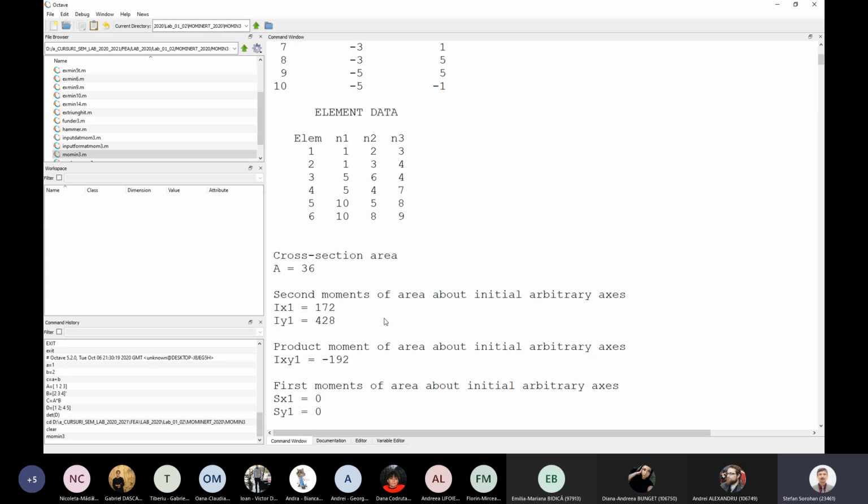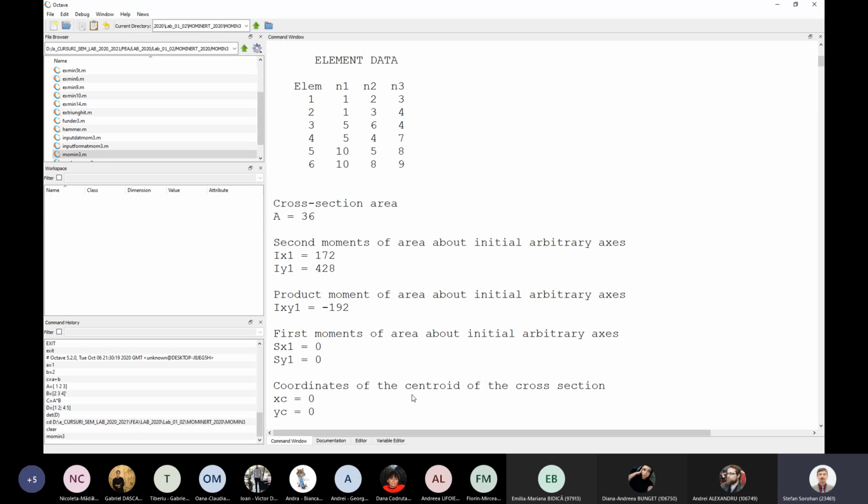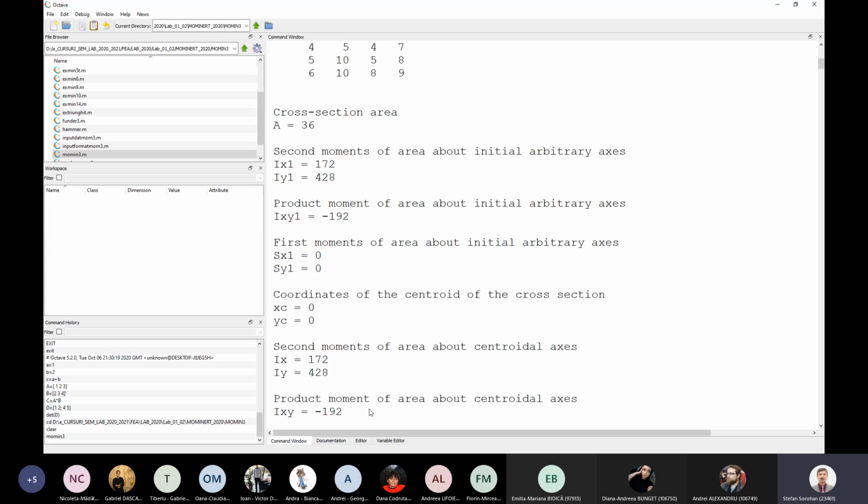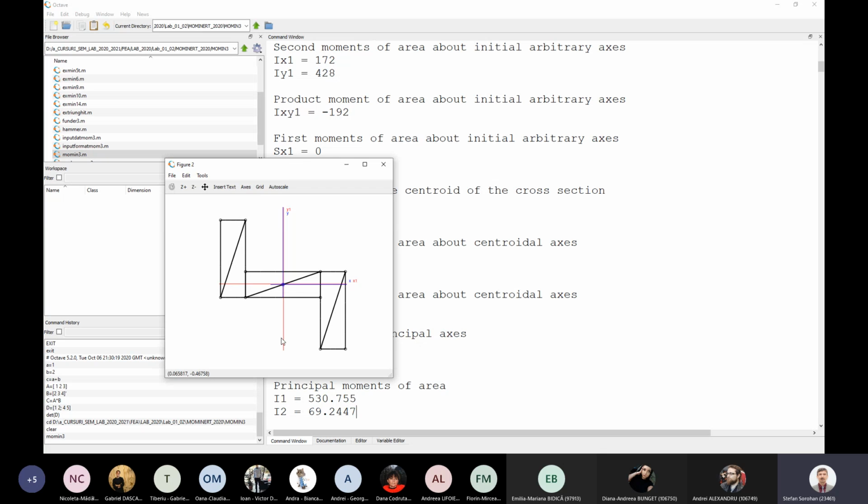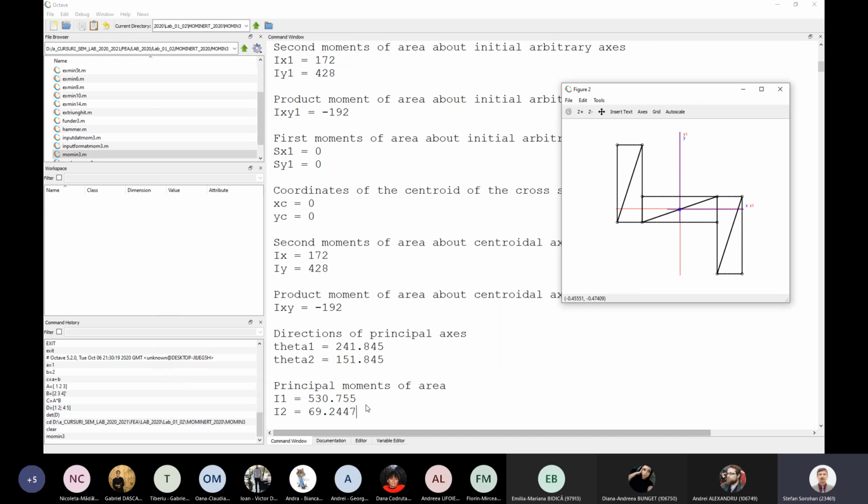The second moments of area about the initial arbitrary axis are given here. No units, because the program doesn't know the units which were used. The cross product of moment of area is given here. The static or first moments of area are 0 due to the symmetry, and the centroid coordinates xc and yc. Again, the product moment of area about the centroidal axis, and the second moments of area about the centroidal axis are given here.